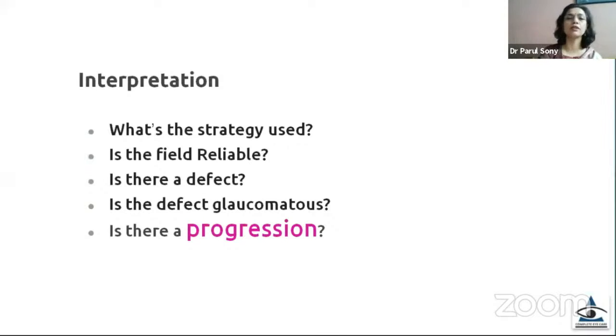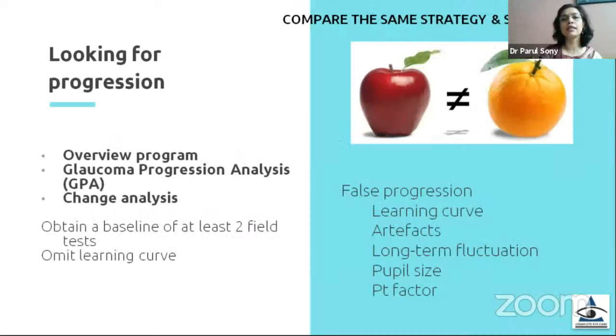So once we have known that the patient has a glaucomatous field defect, I won't be going into the details of progression. It is very important for us to know whether the disease is progressing or not. And I just want to mention that it is very important that we should not be comparing apples with oranges. It is very, very important that we should be comparing the same strategy on the same machine.